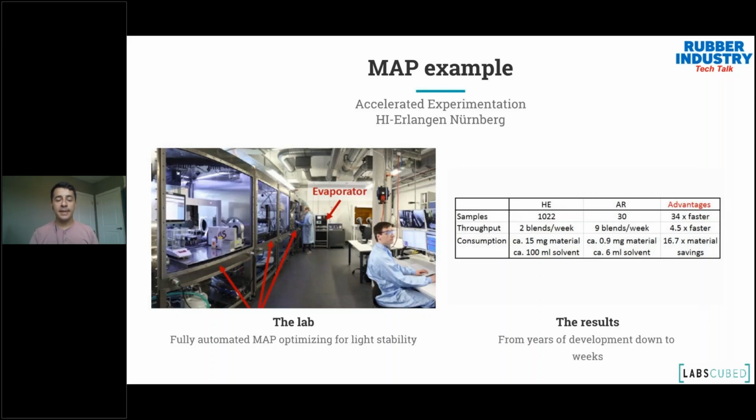So here's a MAP example where they did one for light stability. Essentially, it was chosen where they looked at a development that had already occurred in the past, and it took over 1,000 iterations and years of development to create something that they needed and then were able to sell. And what they did is they created a full MAP to do the same thing, to show the benefits and how much faster it could be using a MAP system, a fully automated lab, versus the conventional methods that we use today.